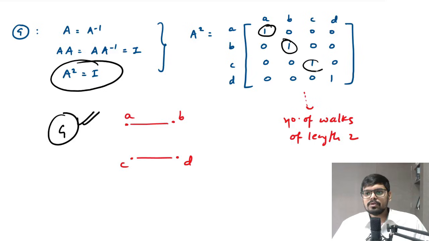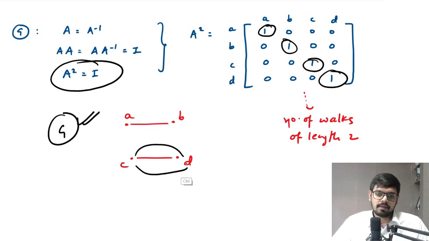Yes. C to C, only one walk of length 2. C to D, D to C. Yes. D to D, only one walk of length 2. D to C, C to D. Makes sense? Makes sense. This graph is valid.